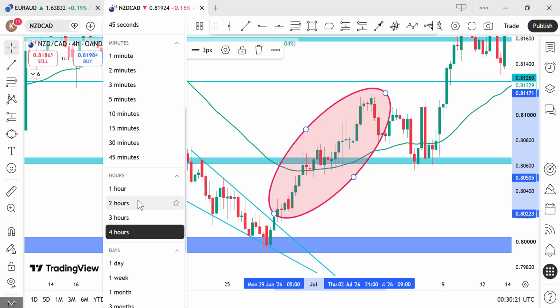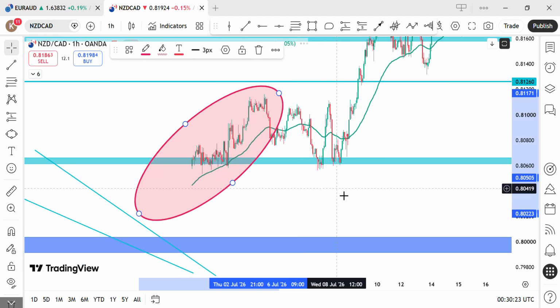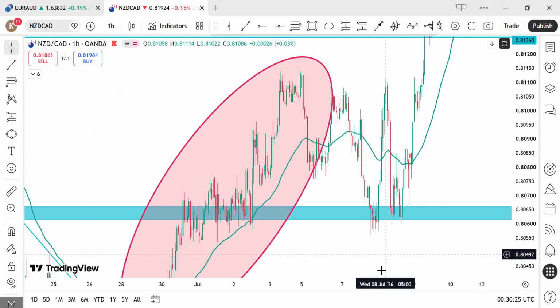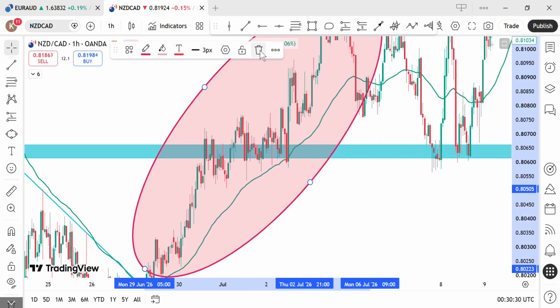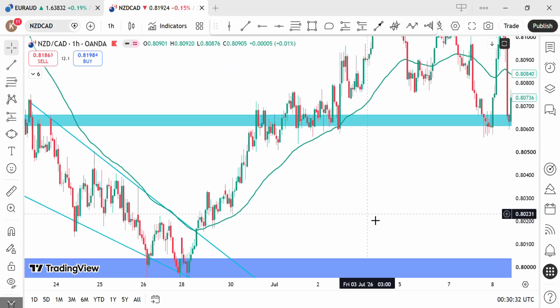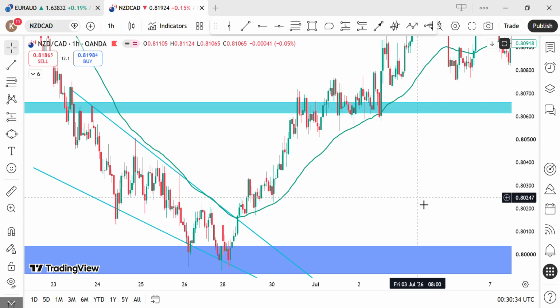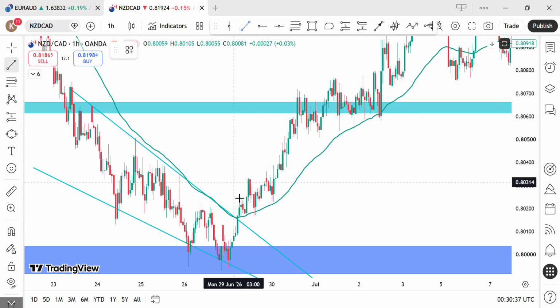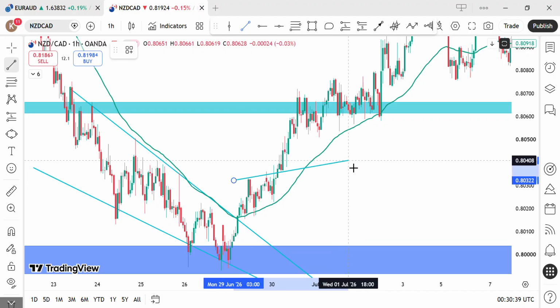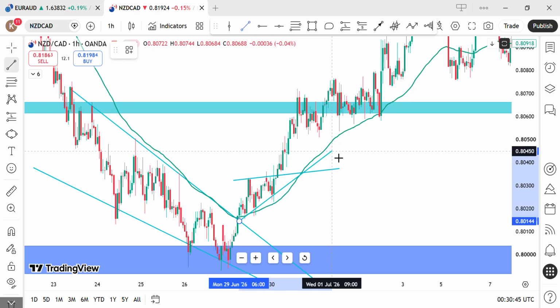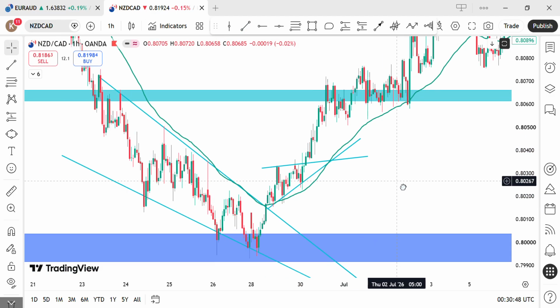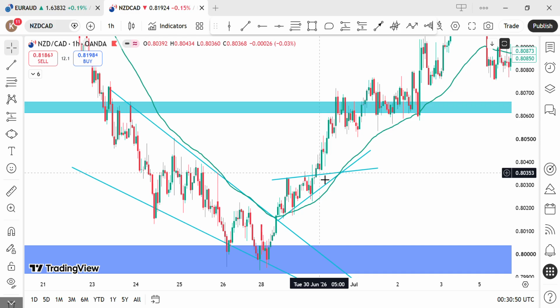So let's move to the 1 hour time frame. In the 1 hour time frame, we are still within the leg. So now let me delete it. In the 1 hour time frame, what do you see? If you know chart patterns very well, this is what I see. I see a rising wedge, and then the market broke the rising wedge pattern.